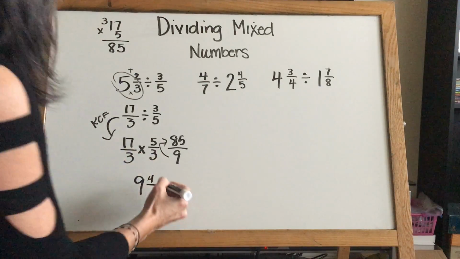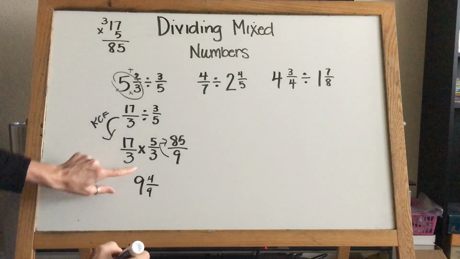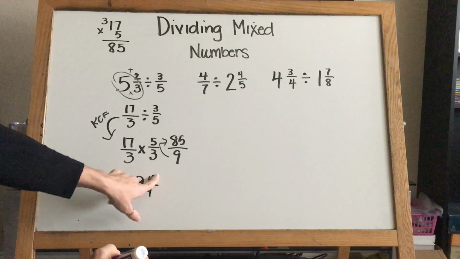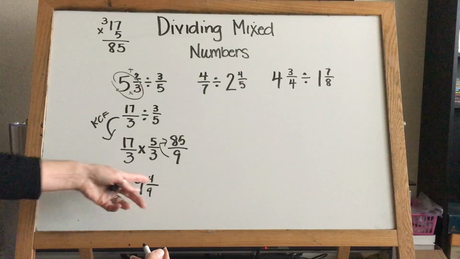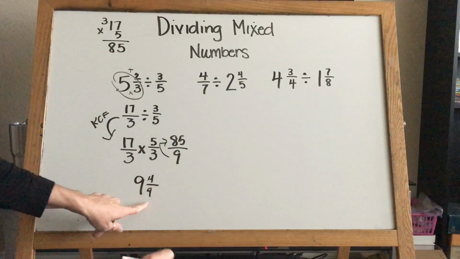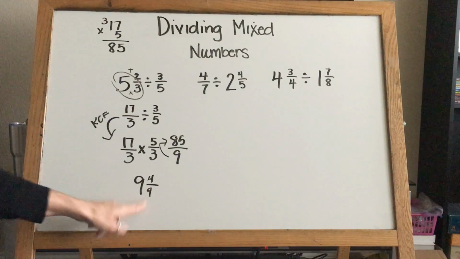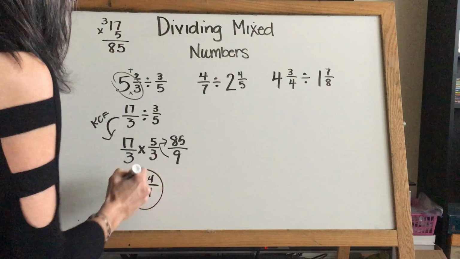Our denominator doesn't change. We have to look and see if we can simplify. We've got 4 and 9. The only factors that 4 has is 2 and 4. Neither one of those are going to go into 9, and so we know that we're finished.